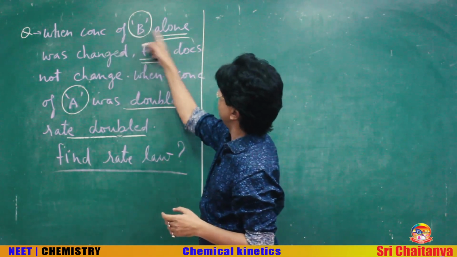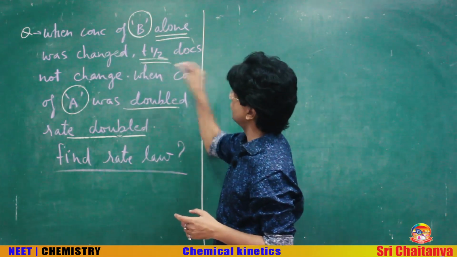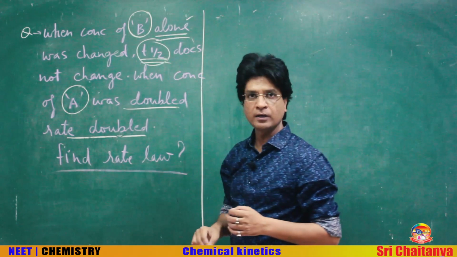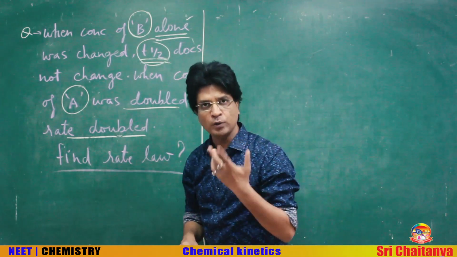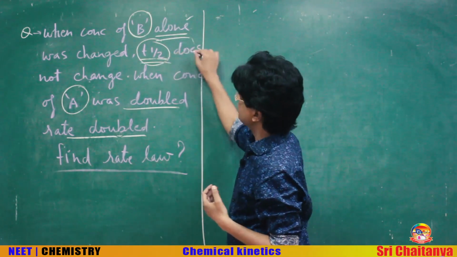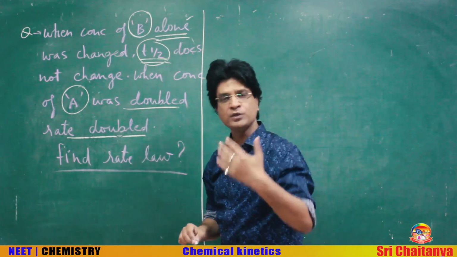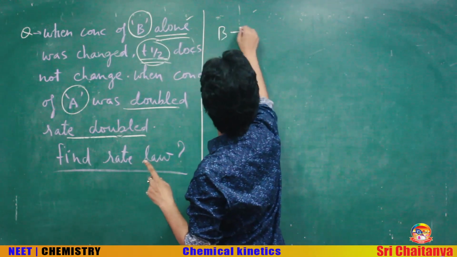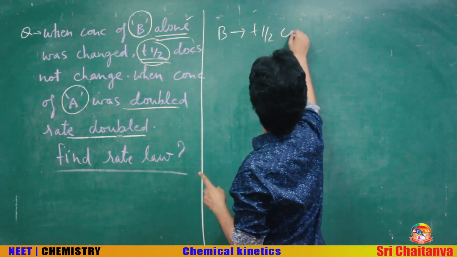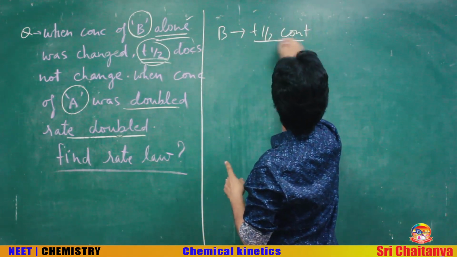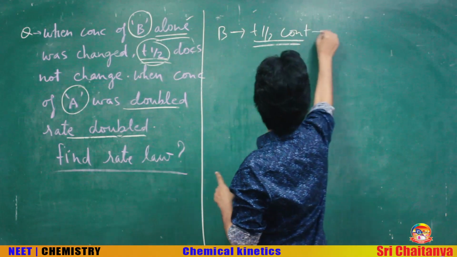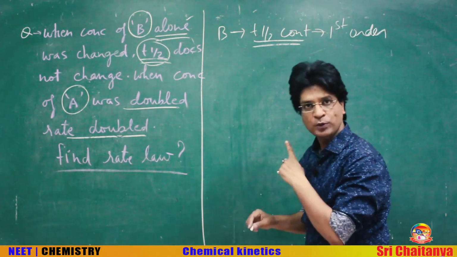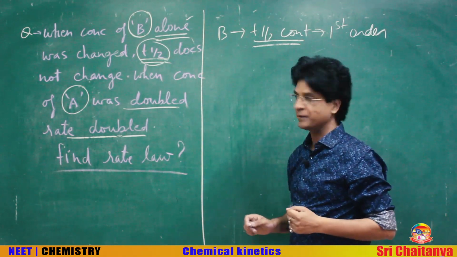When concentration of B alone was changed, T half does not change. Concentration of B is changing, but half-life is not changing. Which order of reaction you are looking for? Half-life is constant in first order reaction. So with respect to B, T half is constant. Now when I say T half is constant, that means it is of first order. So with respect to B, it is first order reaction.